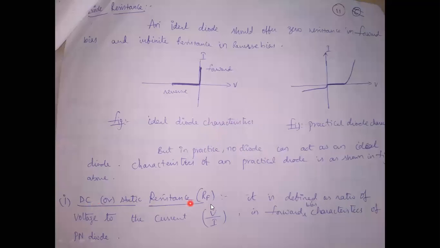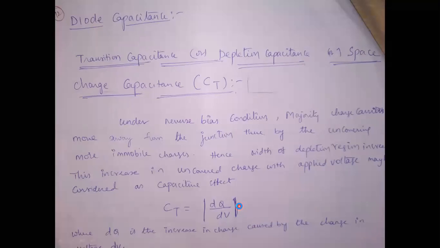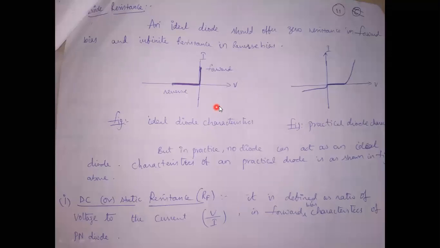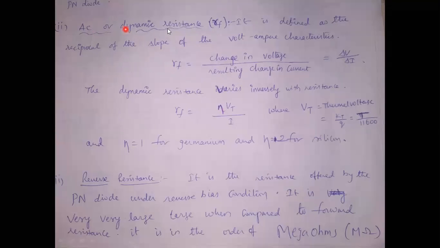DC resistance, or static resistance, is defined as the ratio of voltage to current. Just now I told you R equal to V by I in the forward characteristics of a PN diode. Next is dynamic resistance, or AC resistance. It is the difference in voltage by the difference in current, delta V by delta I.